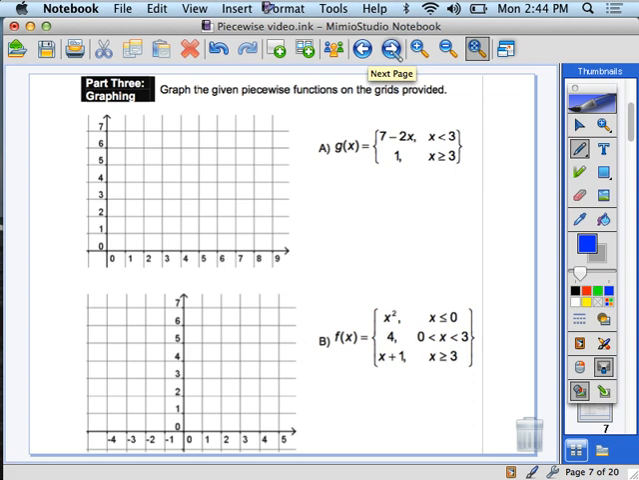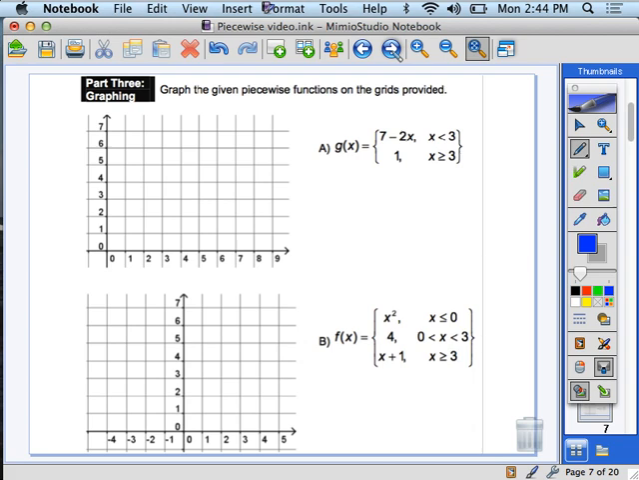Now here are 2 more parts. Graph the given piecewise functions on the grid provided. You should be able to do this on your own. It's getting hot in here. I think this video recording is getting long enough. I'm going to go ahead and stop it here, and we will do a piecewise problem situation tomorrow in class.